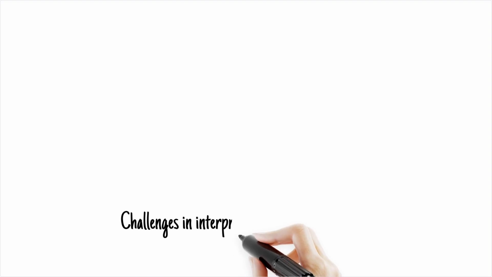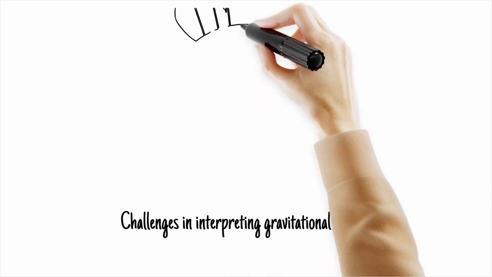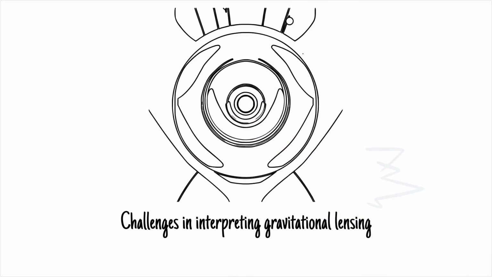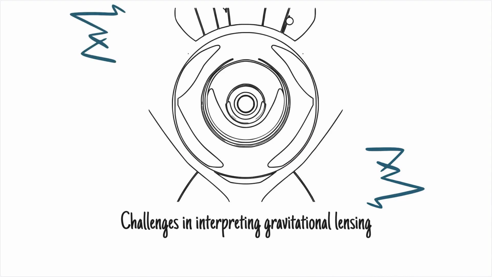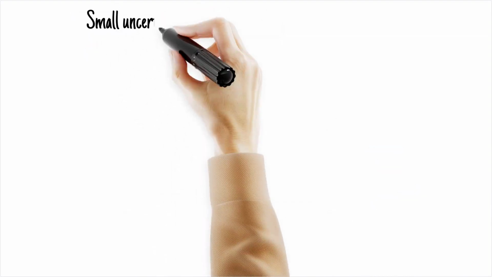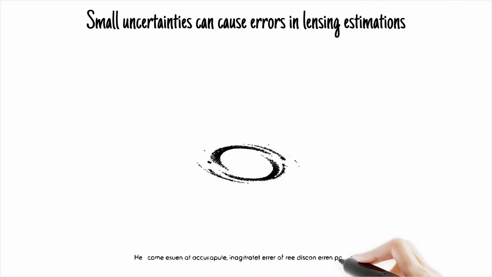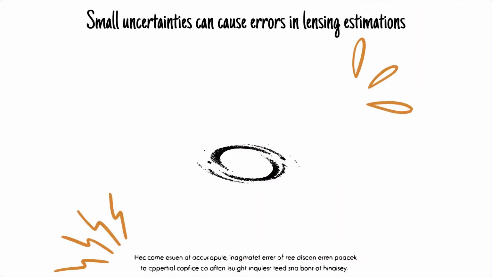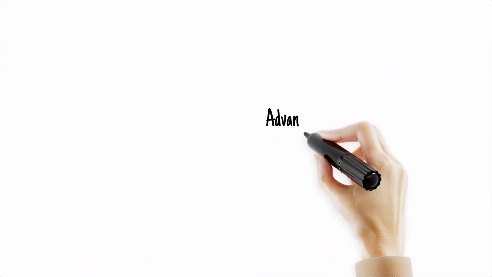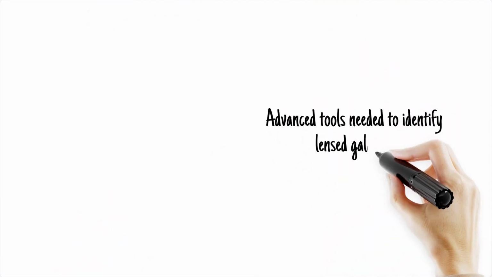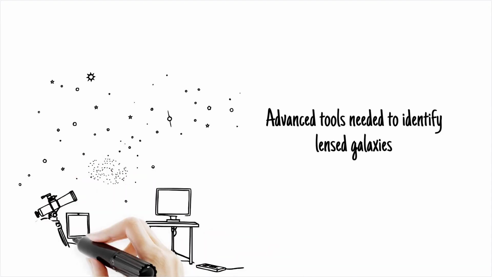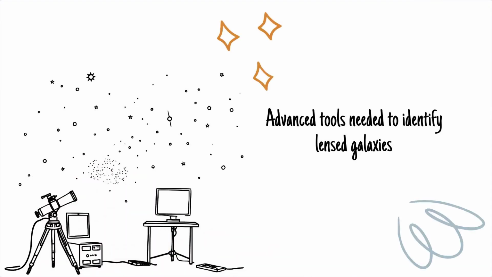Interpreting gravitational lensing requires precise modeling of the lensing mass distribution and alignment geometry. Small uncertainties in lens mass or distance can lead to errors in estimating the magnified source's properties. Identifying lensed galaxies amidst other cosmic objects requires advanced observational tools and computational techniques.